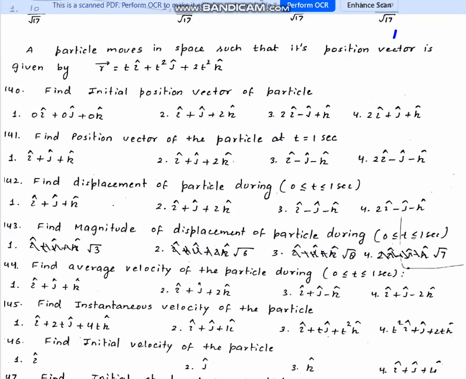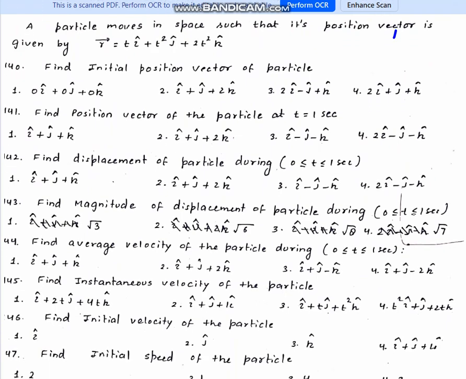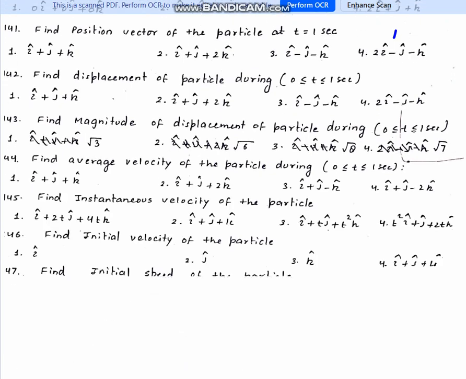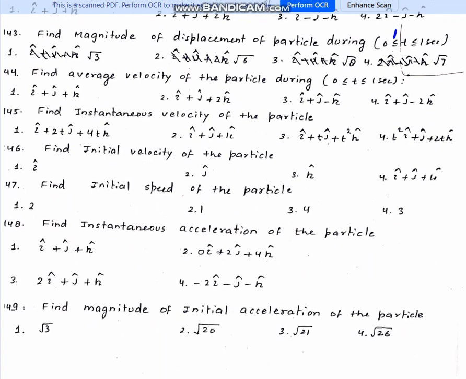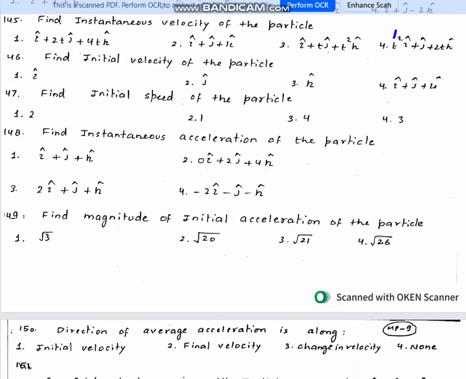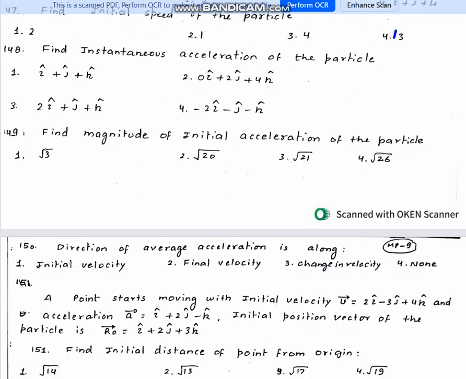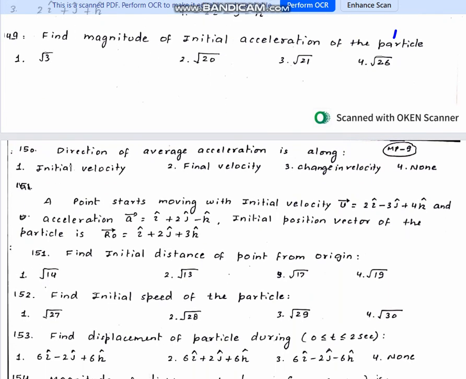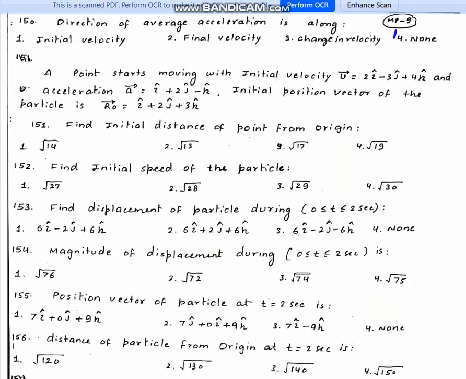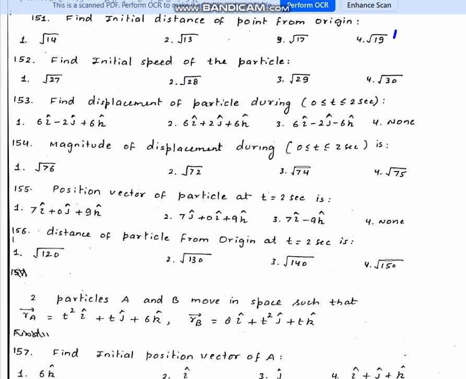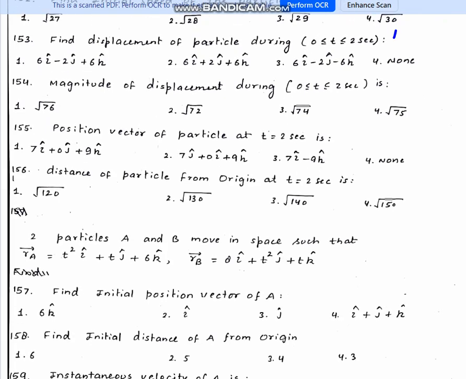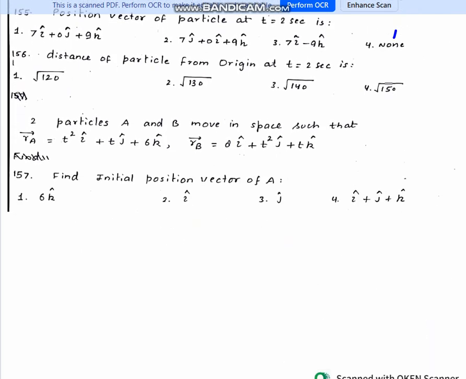Then we have a particle moving with a certain position vector. We need to find initial position vector, then position vector at t equal to 1 second, then displacement, then magnitude of displacement, then average velocity, instantaneous velocity, initial speed, instantaneous acceleration, magnitude of that, then direction of average acceleration. Then we have a point moving with a certain velocity and acceleration. Initial position vector is shown. We need to find initial distance, initial speed, displacement, magnitude, position vector, distance from origin.